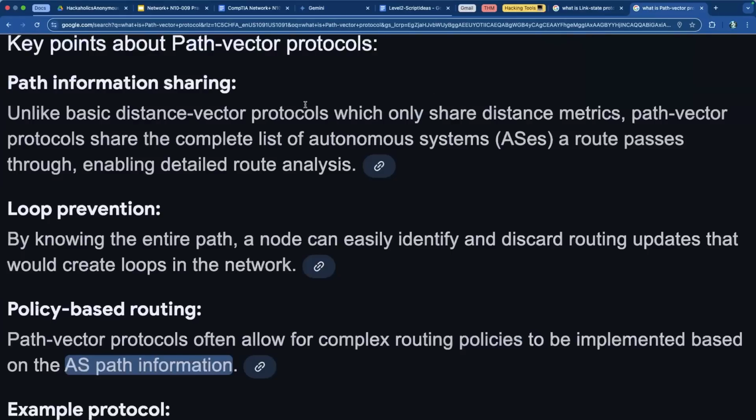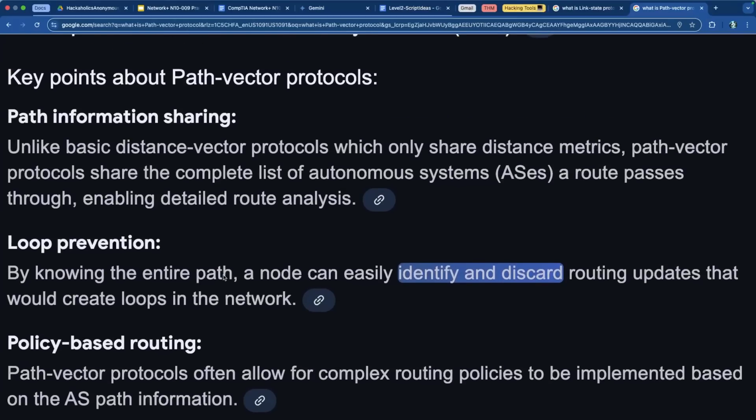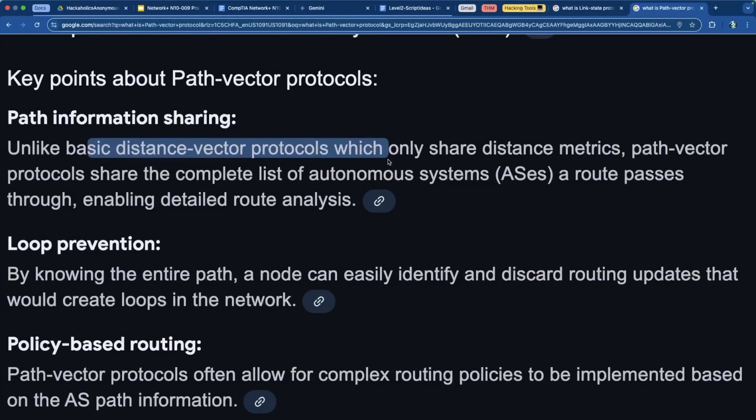And the border gateway protocol gets the entire path. Because it knows the entire path, the node can easily identify and discard routing tables that would create loops in the network, or it can detect the shortest length by knowing the entire path. So it shares the distance metrics, and then the path vector protocol shares the complete list of those autonomous systems that the route actually passes through, and then that enables the detailed route analysis.